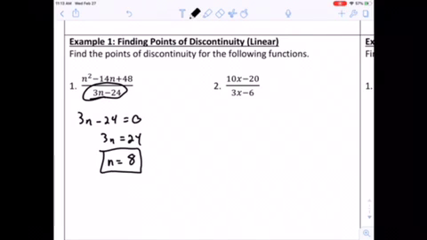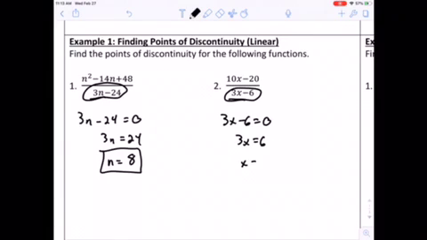So here, that's the expression we care about. Set it equal to 0. Solve, add the 6, divide by 3, and x equals 2. Okay, so that's where our point of discontinuity is. So that's either a vertical asymptote or it is a hole. Right now, we're not worried about that. We are just finding the points of discontinuity.